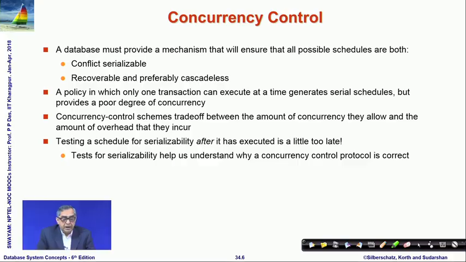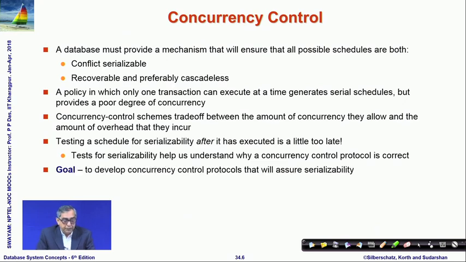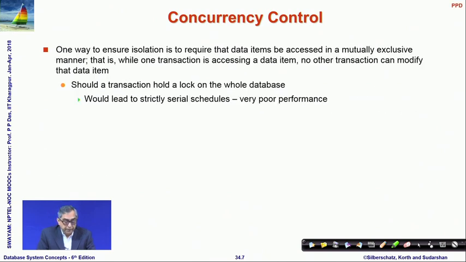And naturally, as I have already said, testing for a schedule to be serializable after it has happened is obviously too late, and the question is how do I get to know it beforehand in a general setting. So, we need a certain protocol through which the transactions must operate, so that we can achieve good concurrency in the system. Here our objective is to develop concurrency control protocols that will ensure serializability and, if possible, cascade-less recovery.